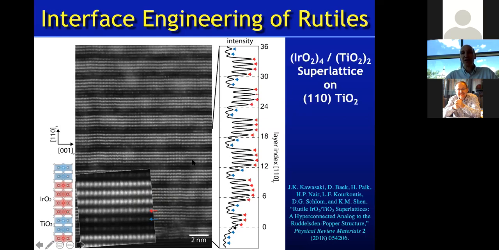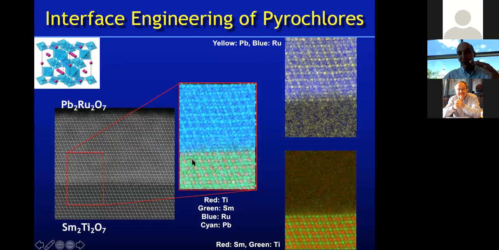Another example would be, again, this interface engineering in pyrochlores. Pyrochlores are a very interesting system, especially in quantum materials, spin ices, quantum spin ices, and semimetals. Unfortunately, there have not been any commercial substrates with the pyrochlore structure, but our collaborators at the Institute for Crystal Growth have started making pyrochlore substrates, nice single crystals. This one's grown by Tchaikovsky. And if you have a nice substrate, you can make a nice film on top.